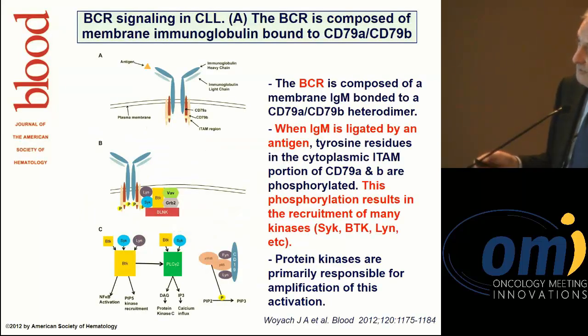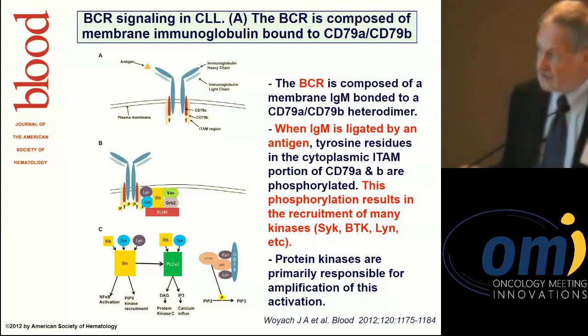And if we go a bit more in detail, you see the B cell receptor is composed of a membrane IgM bonded to the CD79AB heterodimer. And when there's an IgM ligation by antigen, this induces tyrosine phosphorylation. And this recruits a number of kinases that we just saw. So this is a scenario that we're actually working in.